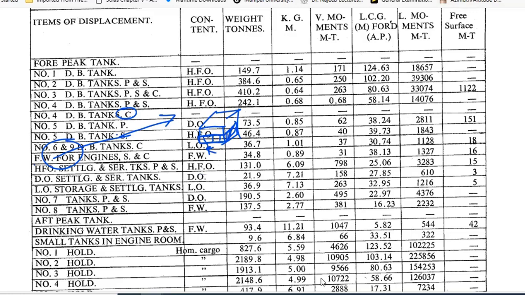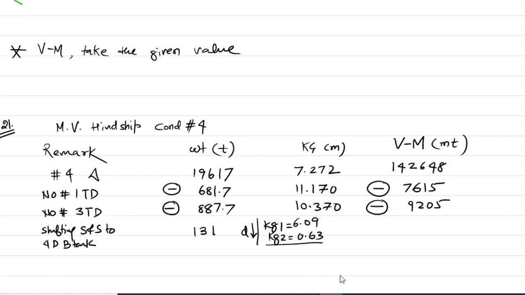But here in this case, although it is partly full, we are just simply taking the KG, whatever is the value of KG. How much is it? 6.09. We have directly taken that. It will cause some error, but that error will be to our advantage. We can do this in the exam, right? Yes, it is allowed.